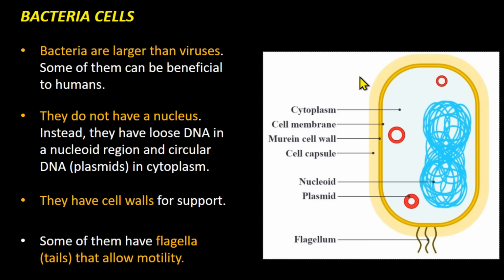Bacteria are much larger than viruses, and some bacteria can be beneficial to humans, such as the ones in yogurt. They do not have a nucleus; instead they have loose DNA in a nucleoid region, and they have circular DNA called plasmids. They have cell walls for support similar to plants, but it's not made of cellulose, and some of them have flagella or tails that allow them to be motile, or able to move.